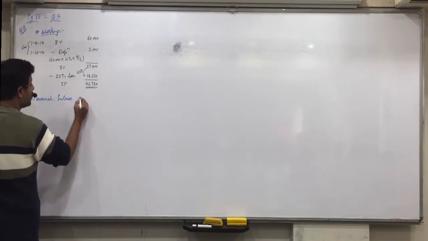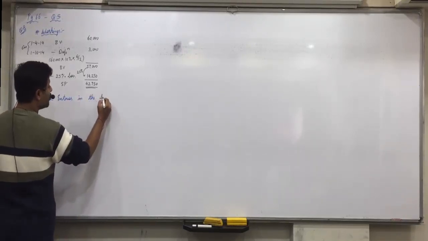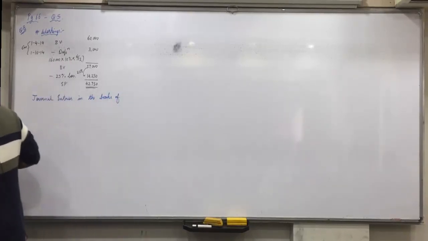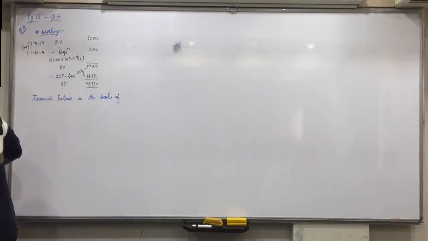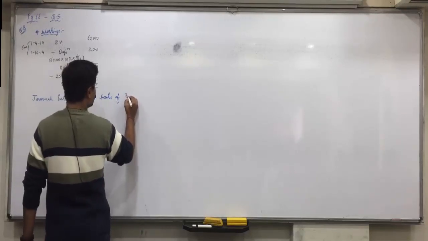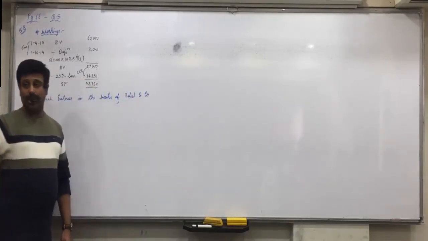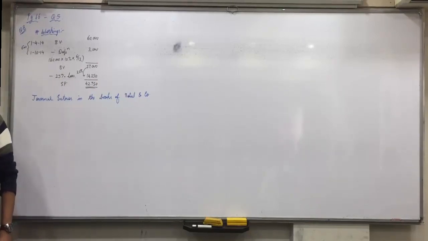Journal entries in the books of Betul and Company. In this question, all of you mention on the right side in the question textbook, compare the journal entries with question 2. And in exams, be careful whether the date is in between the year or at the end.